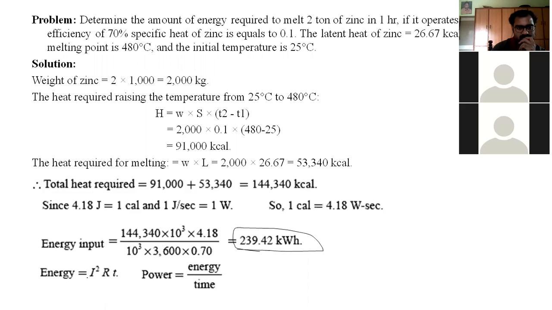So energy is I²RT, that is, power is equal to energy by time, and power is nothing but the ratio of energy to time, the rate of energy. Here the question says I need a certain amount of energy, so within 1 hour I have to melt 2 tons of zinc.